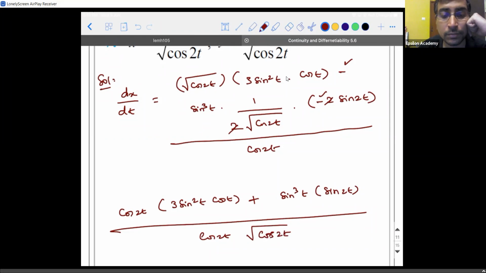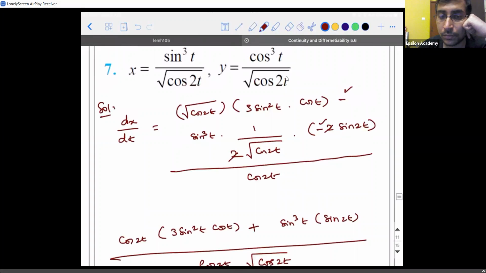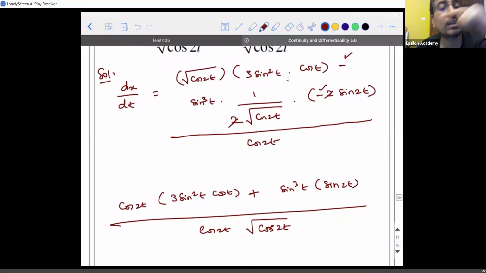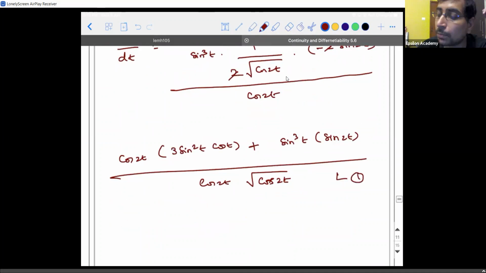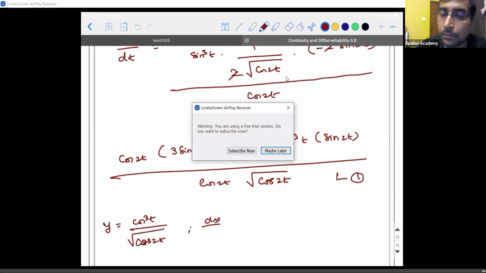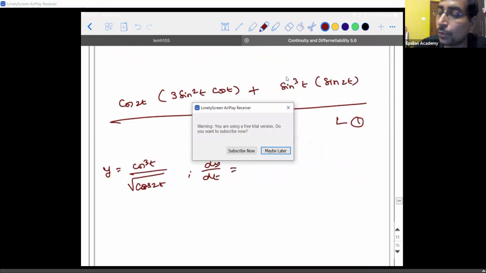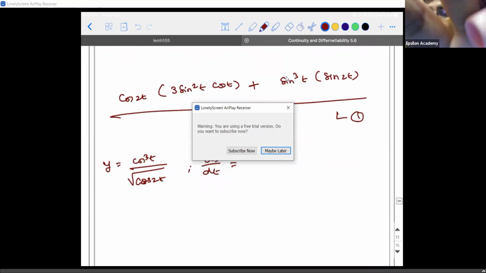Clear, guys? Am I clear? Yes, sir. So this whole thing will be equation number 1. So what is y? Cos cube t divided by root of cos 2t, correct? So what is dy by dt? Dy by dt is equal to, it's a very big thing again. What is it?